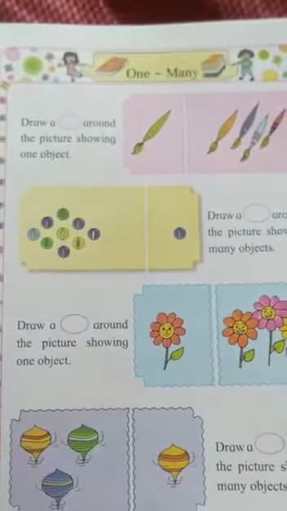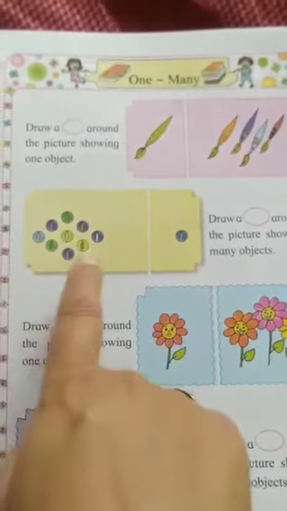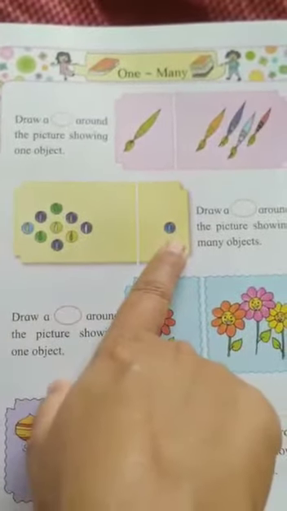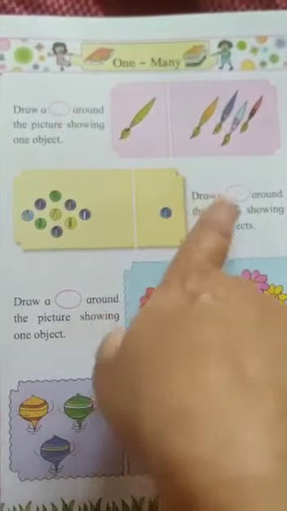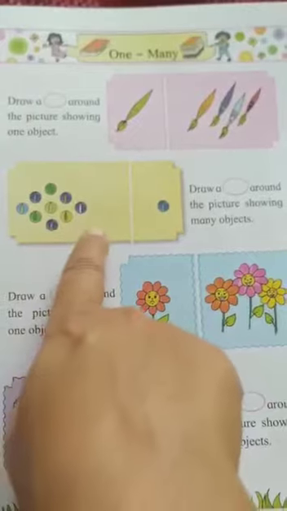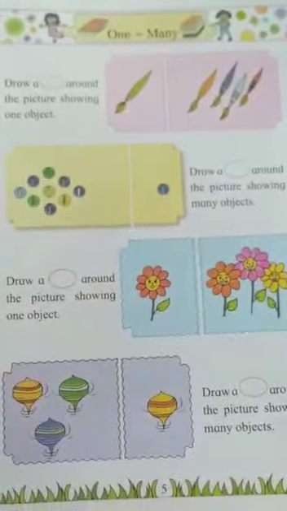Next, let us take another example. In this picture, one button. There are many buttons, meaning more than one. So here the question is, draw a circle around the picture showing many objects. Is this many objects? No, this is one object only. These are many objects. So circle the many objects.